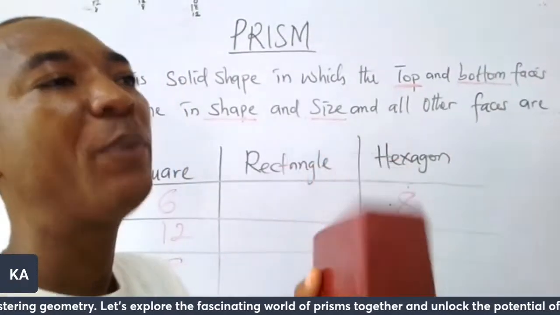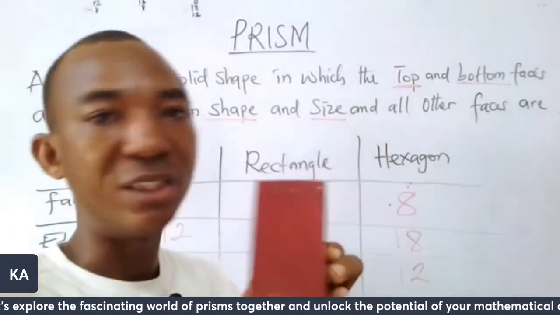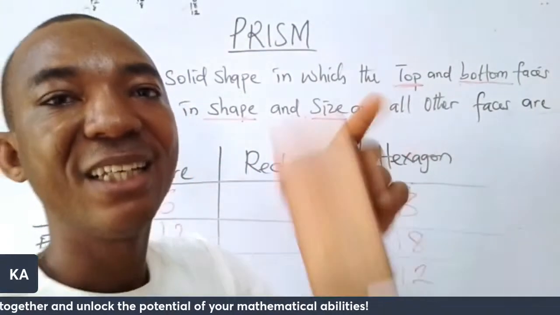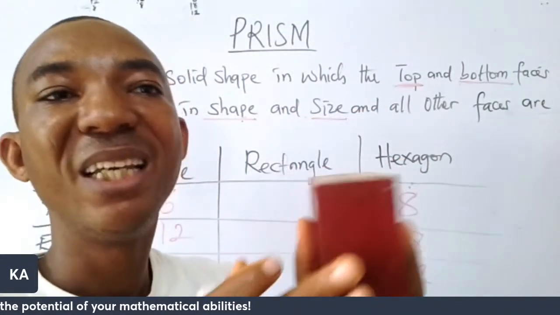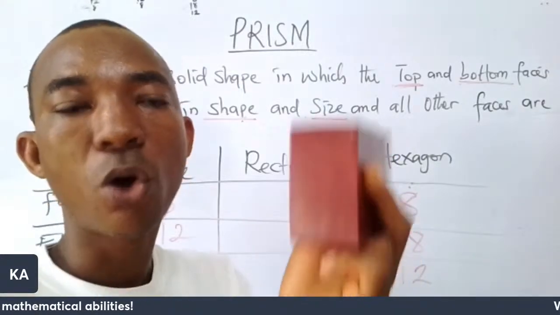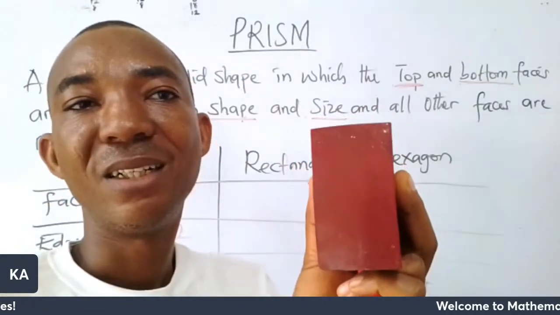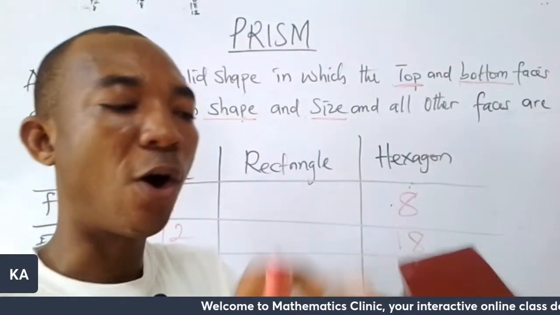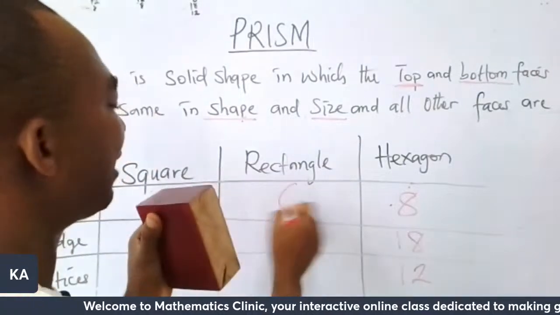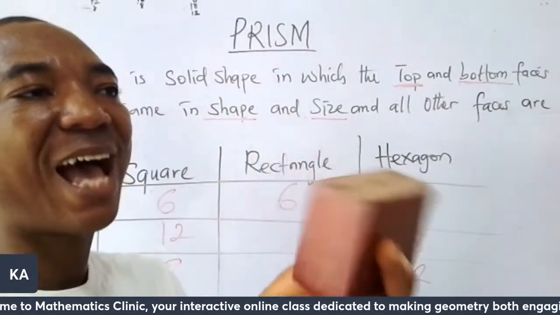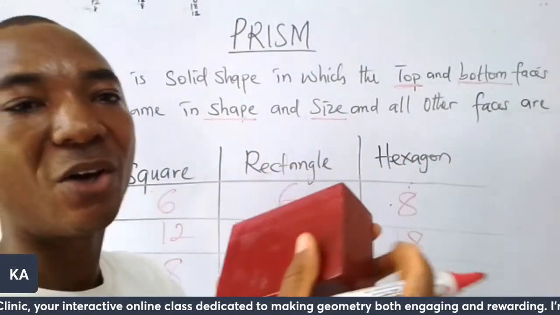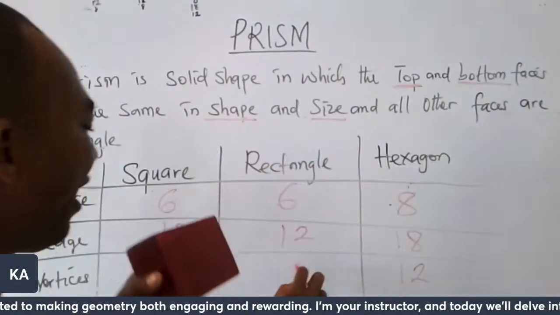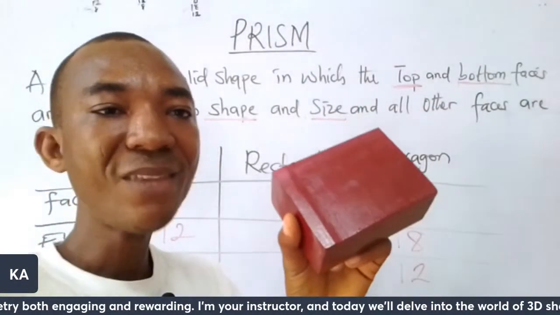So a rectangular prism too is just like a cuboid, but only that the shape the top and the bottom faces give us is a rectangle. So what are now the properties? How many faces can we see on this? 1, 2, 3, 4, 5, 6. It has 6 faces. How many edges can we see? It's going to have 12 edges, and it's going to have 8 vertices.